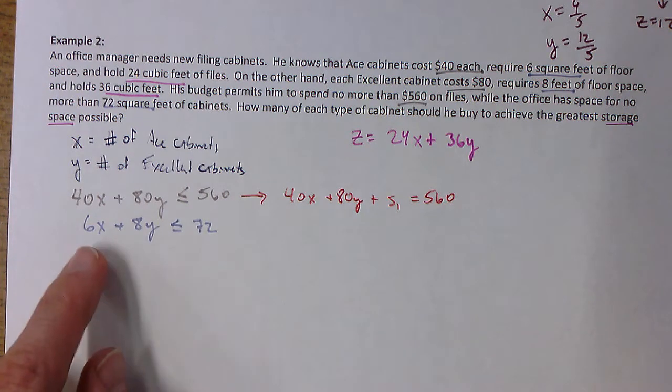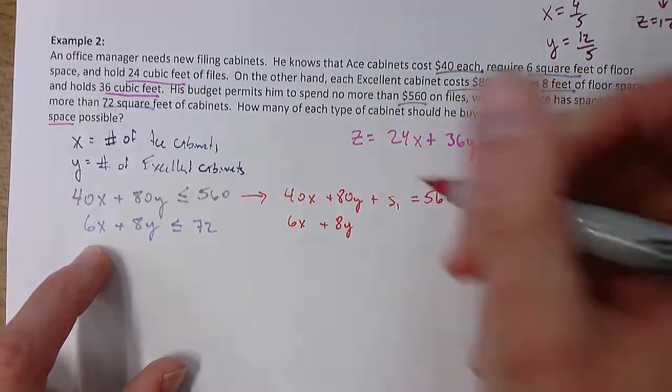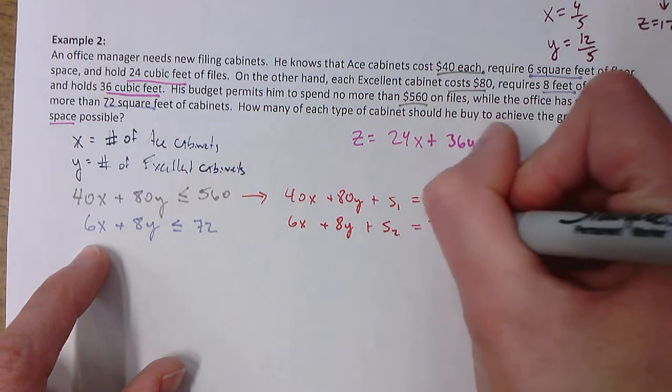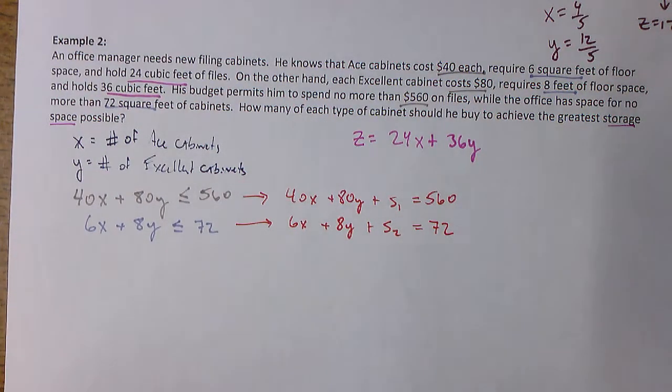Okay, this equation here, I'm going to do the same thing. 6x plus 8y, I'm going to add in a different slack variable to make it equal 72. Okay, so we've converted both of those.